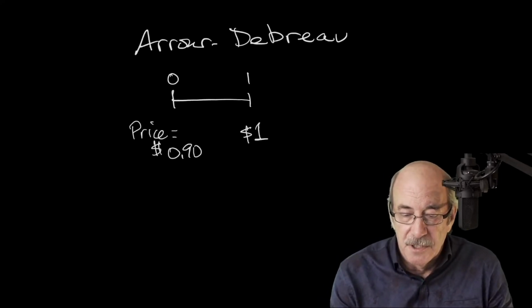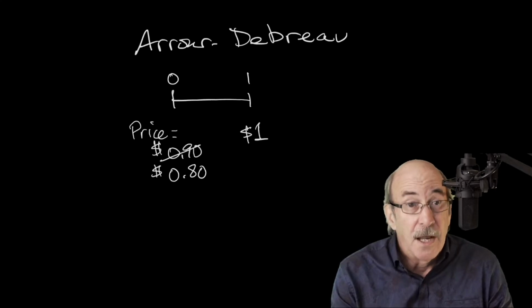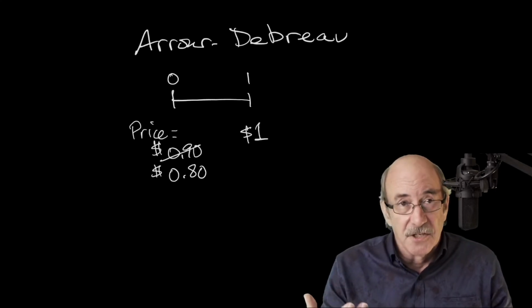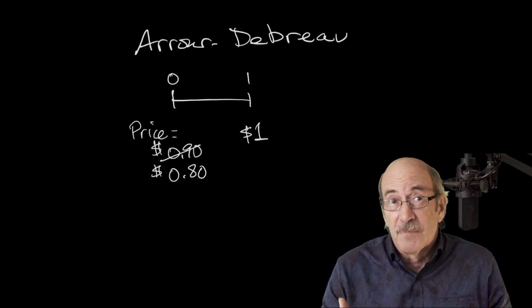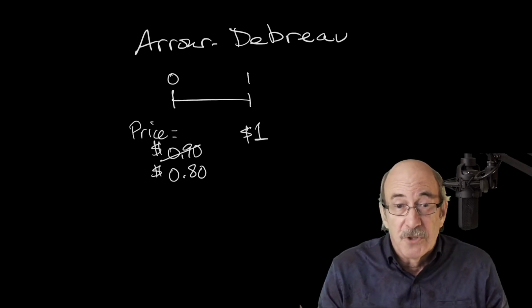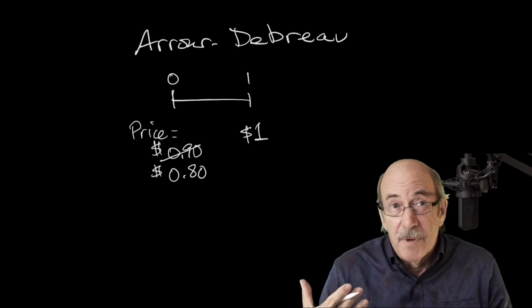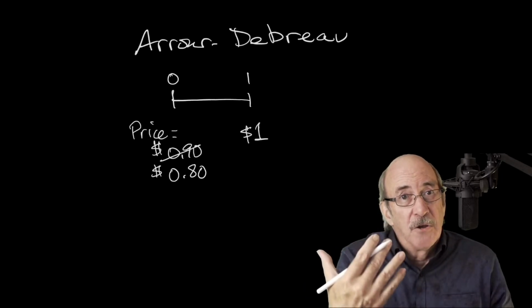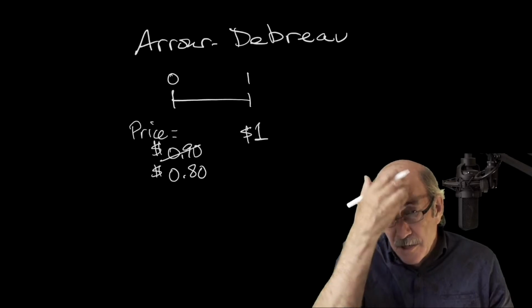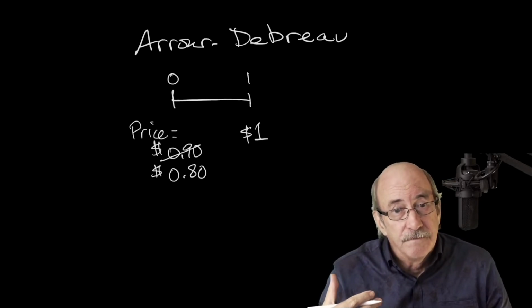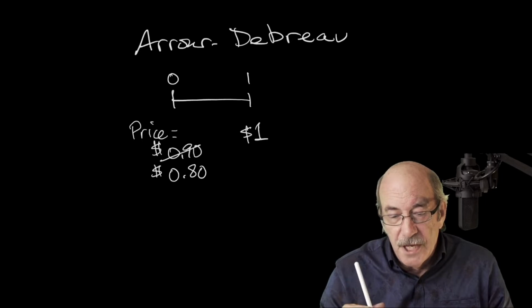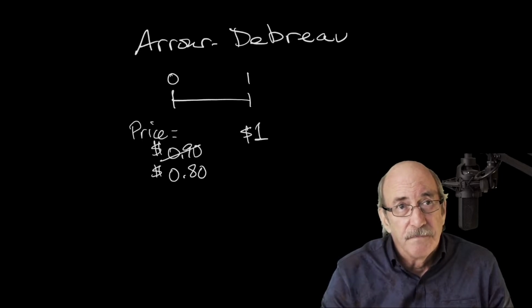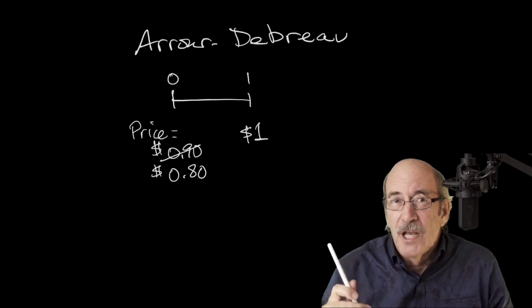Now, let's say instead of 90 cents, the price of that security was 80 cents. Now I have a 20% return, or 20 cent gain on an 80 cent investment. So instead of just being a little over 10%, now it's actually right at about 25%. So the lower the price, the higher the percentage return. The higher the price, the lower the percentage return.